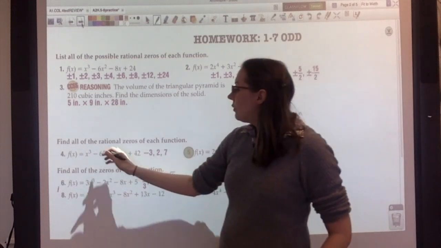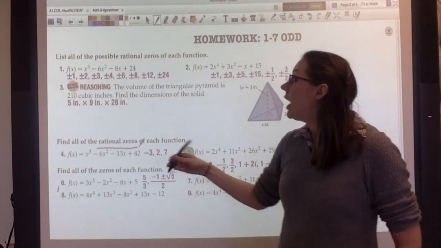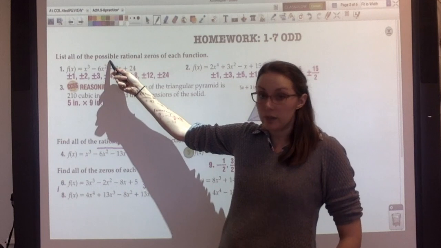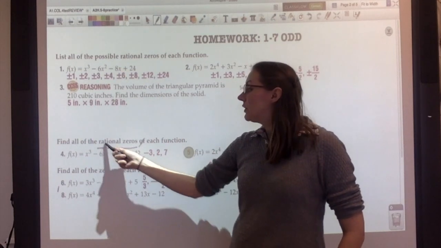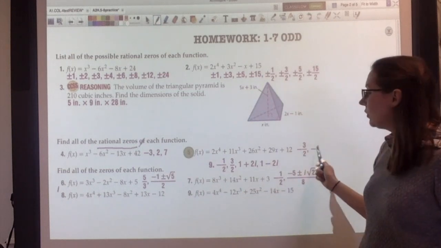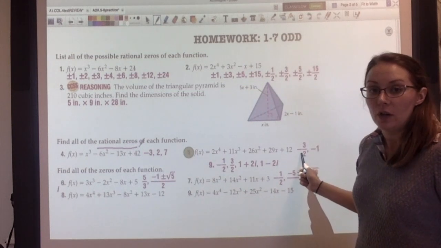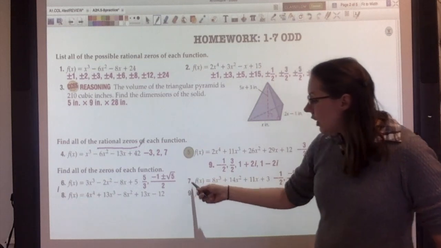Then find all of the rational zeros for each function. So not all of the possible rational zeros. That includes everything. This one is actually check them and see which ones are going to work. Now in number 5, there's only 2 that are going to work. They're both negative.